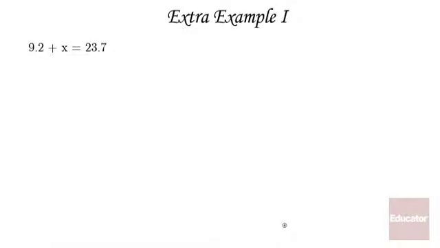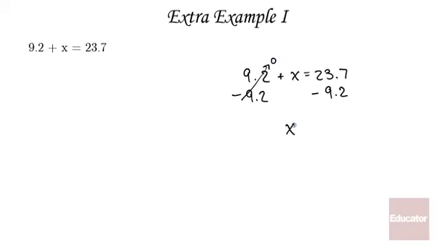Let's try this example. We have 9.2 plus x equals 23.7. I'm going to rewrite the equation here. I'm going to use the inverse operation, the opposite operation of addition, which is subtraction. The opposite of adding 9.2 is subtracting 9.2. And remember that subtraction property of equality tells us that we have to subtract the same number from both sides. 9.2 minus 9.2 cancels out to 0, and we've isolated the variable.